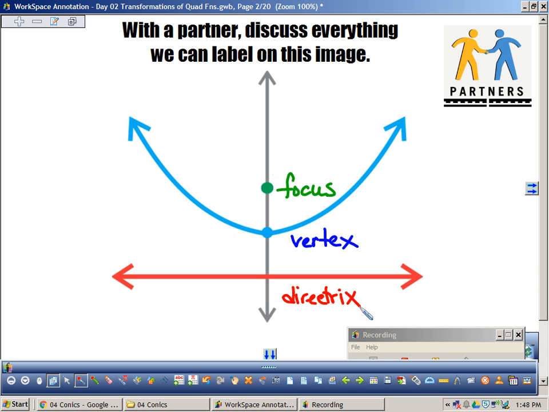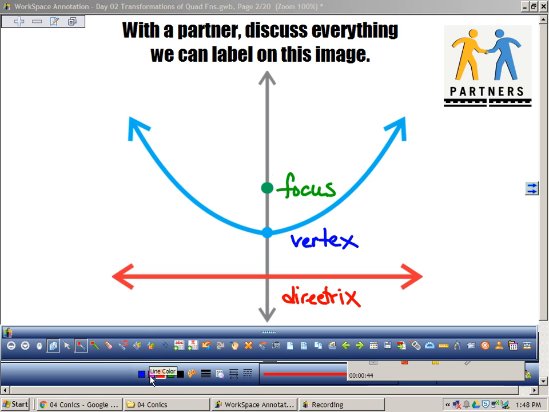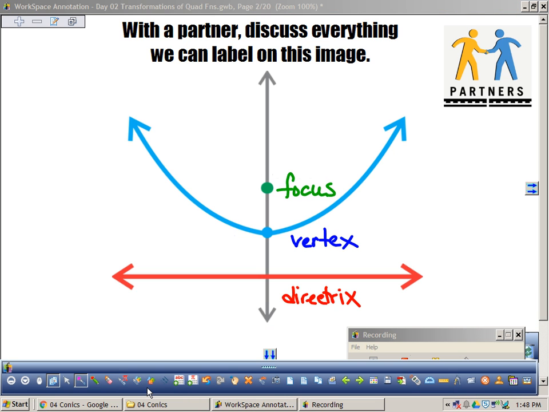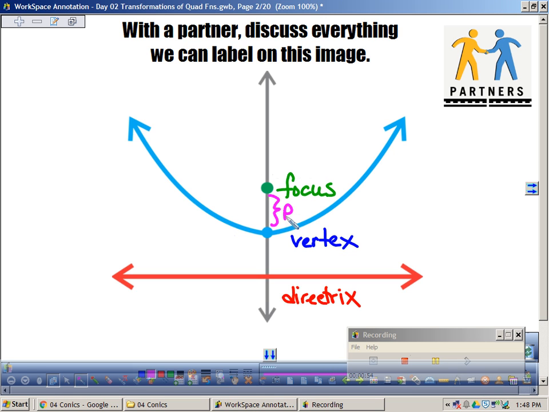Straya? The vertex, the distance from the vertex to the focus is P. Good. Let's hear it. Kayla. In order to get the LLR, we times P by 4. That's skipping a step for me. How about the distance from the vertex to the directrix is also P.